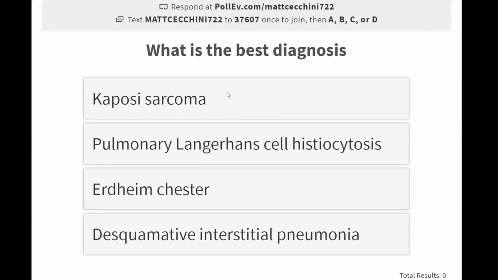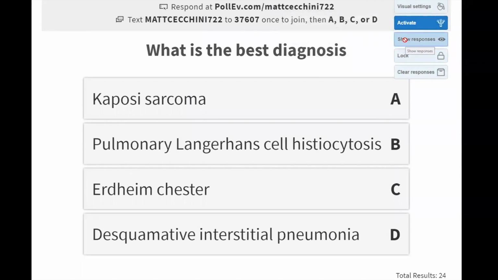So the question is, what is the best diagnosis for this case? Is it A, Kaposi sarcoma? Is it B, pulmonary Langerhans cell histiocytosis? Is it C, Erdheim-Chester? Or is it D, desquamative interstitial pneumonia? What does everyone think?